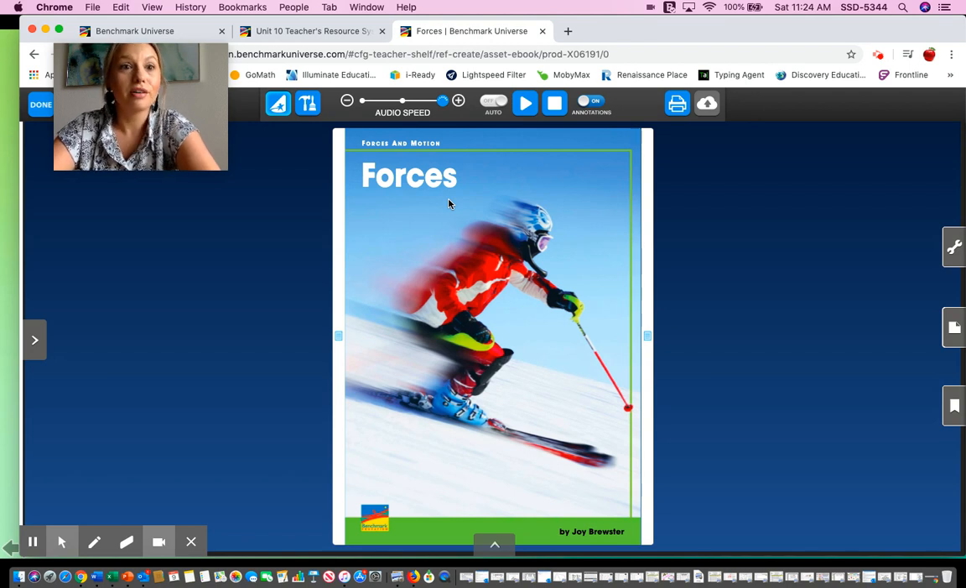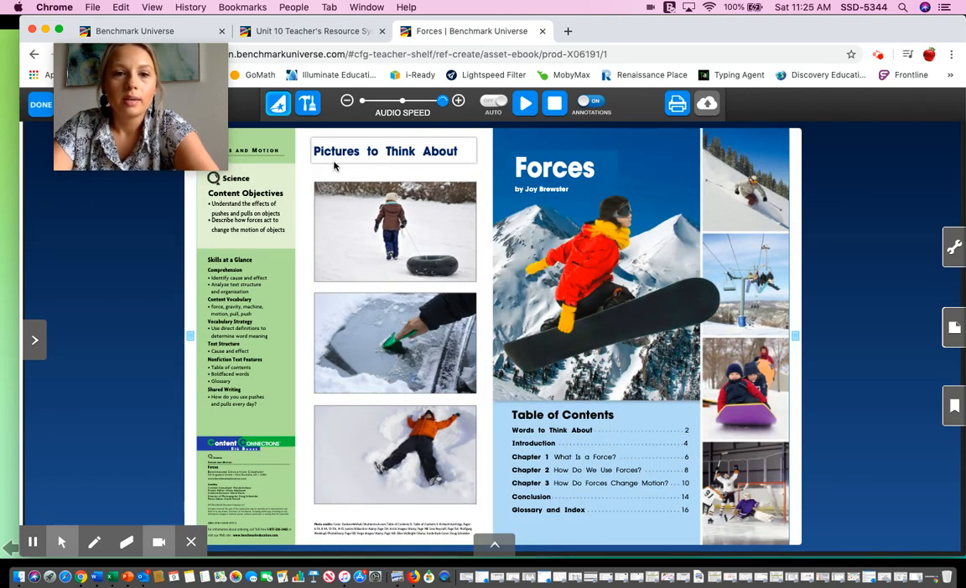I think the story is about forces, things that push and pull. I see a skier and I see him holding something. I wonder if he pushes with that. Let's take a look inside. Pictures to think about. So we see these pictures here. Let's check them out. I see a boy and he is pulling on a string. It looks like a blow-up tube that you could slide down a hill, like a sled almost, in the snow.